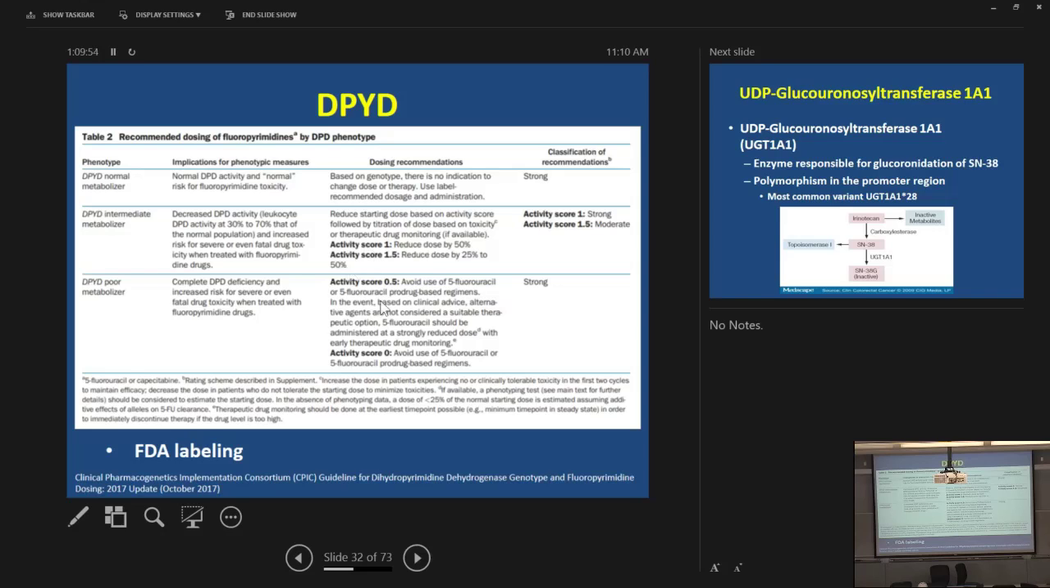Then if you're a poor metabolizer, they're again going to base it on your activity score. If you're 0, they say to avoid 5-FU altogether. If you're 0.5, they say to avoid it. But if you absolutely have to use it clinically for that type of cancer, they strongly recommend a reduced dose. No clear guidelines on what that reduced dose would be, but it's a strong recommendation that you start at a very low dose.